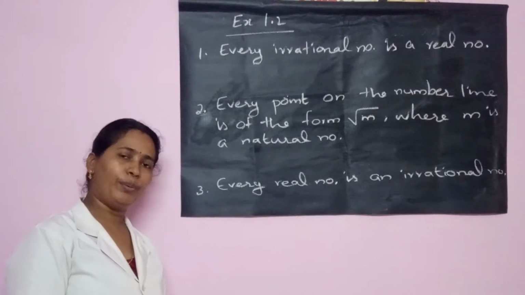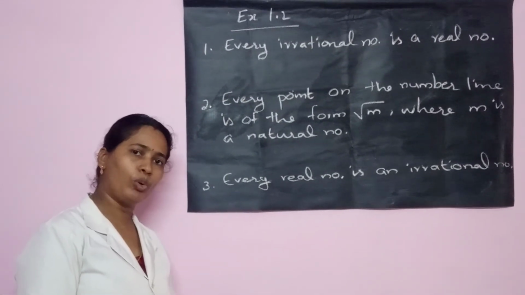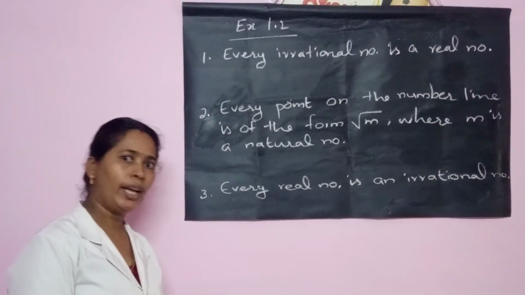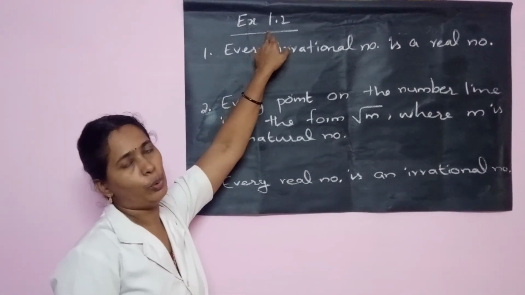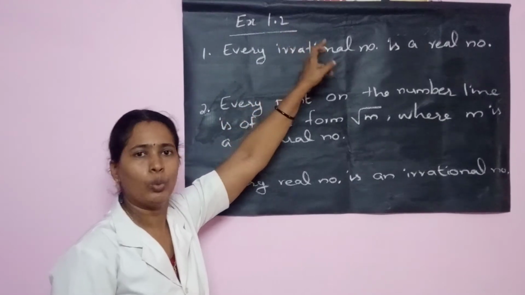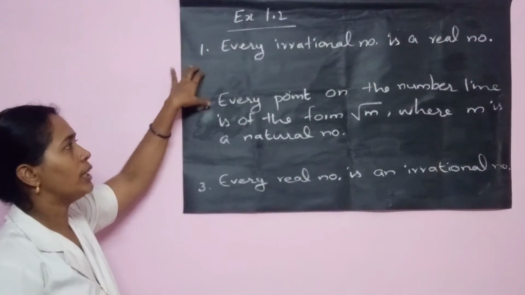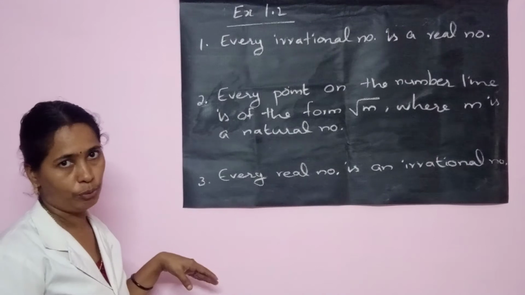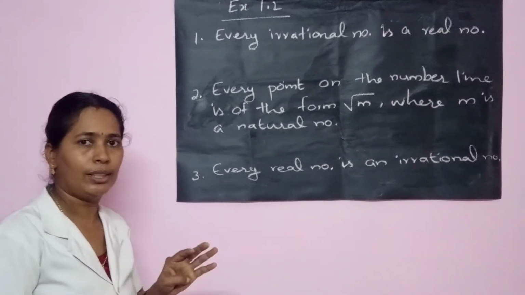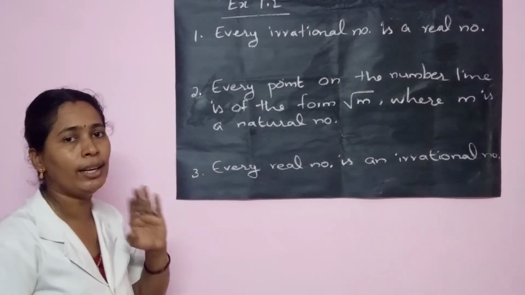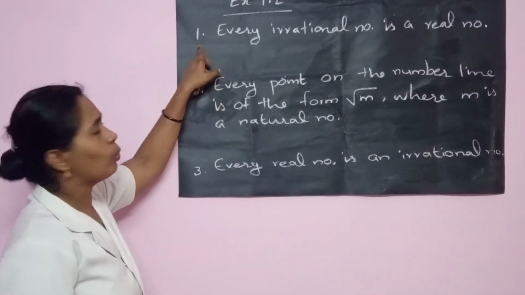So let us continue. After the representation of root 2, root 3 and root 5 on the number line, next we are moving to our Exercise 1.2. In this exercise, actually, this is not given from your examination point of view, but this is the basic thing; you have to get the idea. You needn't learn it by heart. So let me go through question number 1.